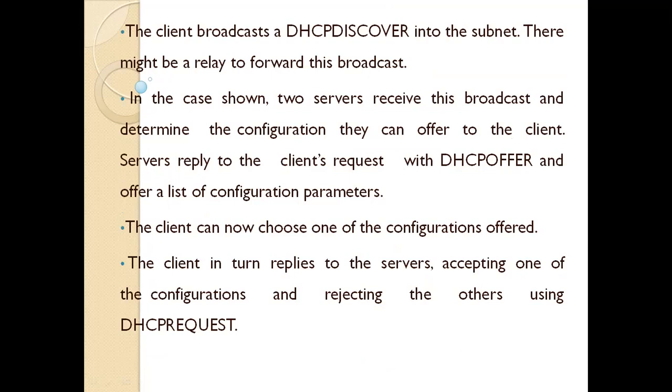In the case shown below, two servers receive this broadcast and determine the configuration they can offer to the client. The servers reply to the client's request with the DHCP offer and offer a list of configuration parameters. The client can now choose one of the configurations offered. The client in turn replies to the servers, accepting one of the configurations and rejecting the others using a DHCP request.